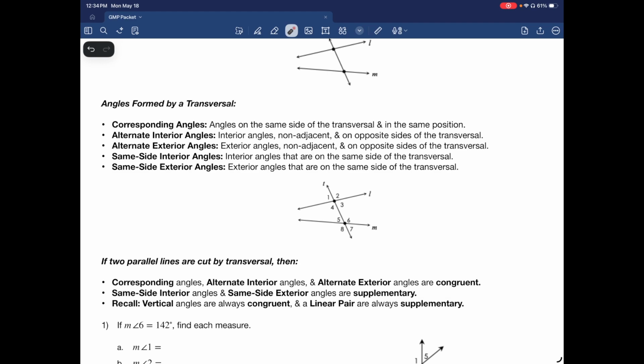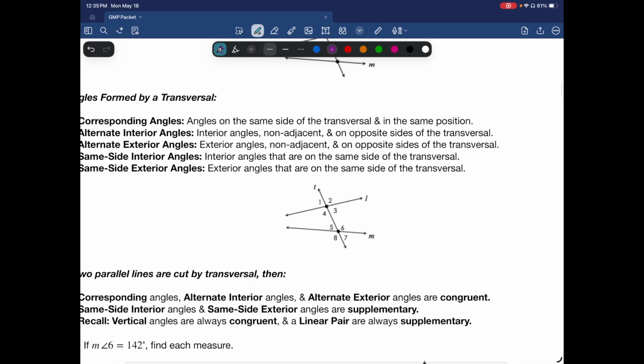So corresponding angles are on the same side of the transversal and in the same position. An example of that would be angle 1 and angle 5. Angle 1 and angle 5 are in the same position. They're both in the top left corner of their angle sets. So angle 1 and angle 5 would be an example of corresponding angles.